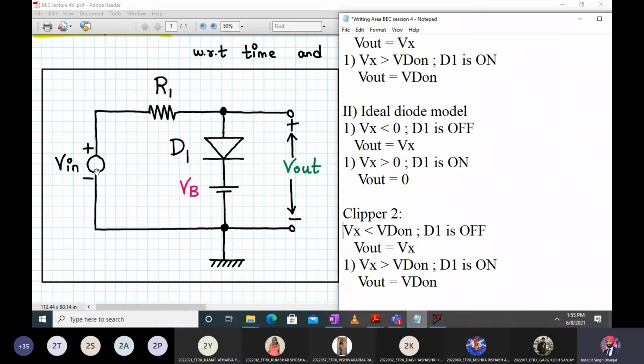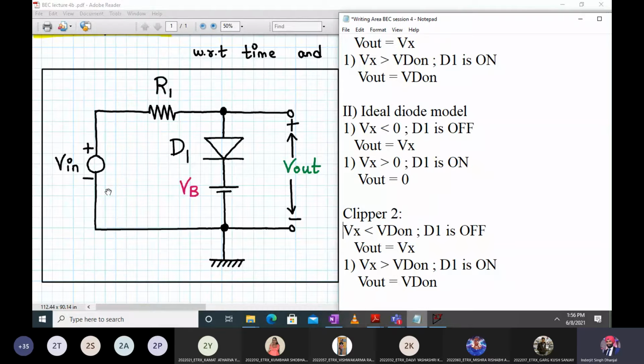See, whenever Vin crosses the turn on voltage of the diode, during that time it turns on. But now we also have a battery, VB battery. So you tell me, is this VB battery assisting the diode to turn on, or is it opposing the diode to turn on? Anyone? If Vin is 0, is my diode on or off?